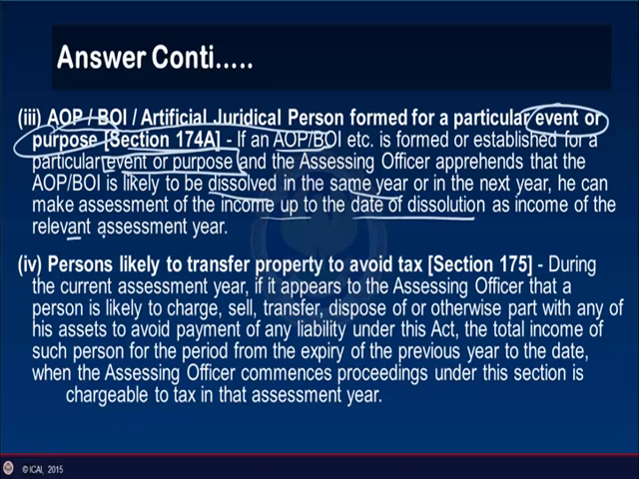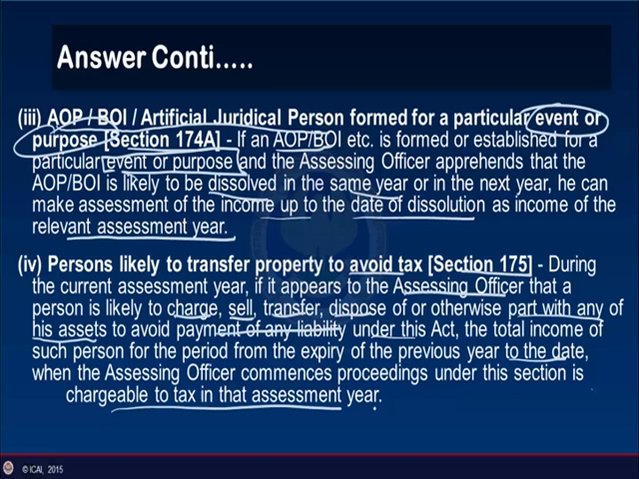The fourth would be a person likely to transfer property to avoid tax under section 175 during the current assessment year. If it appears to the AO that a person is likely to charge, sell, transfer, dispose or otherwise part with any of his assets to avoid payment of tax liability under this Act, the total income of such person for the period from the expiry of the previous year to the date when the assessing officer commences proceeding under this section is chargeable to tax in that assessment year itself.